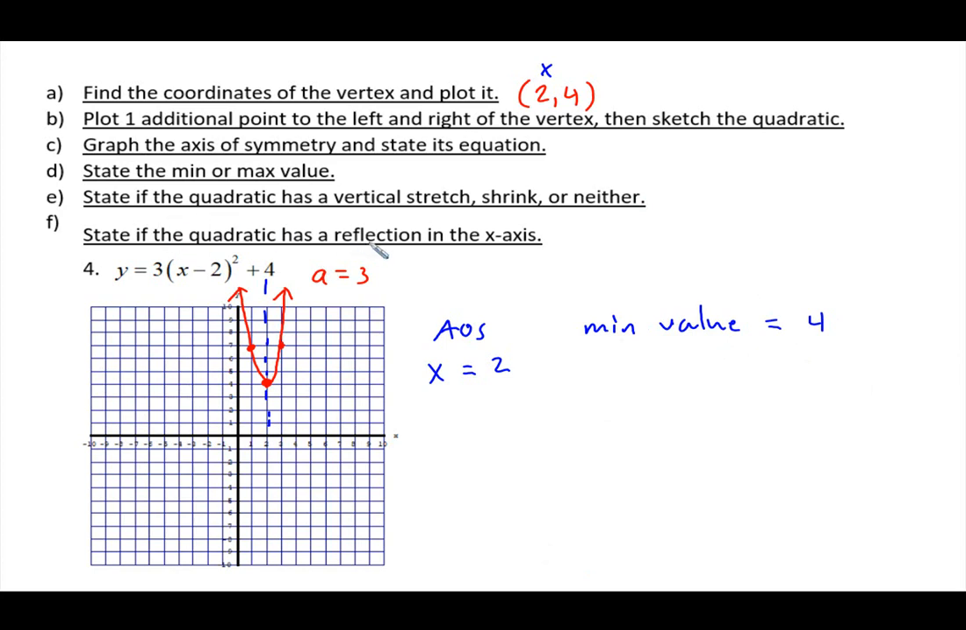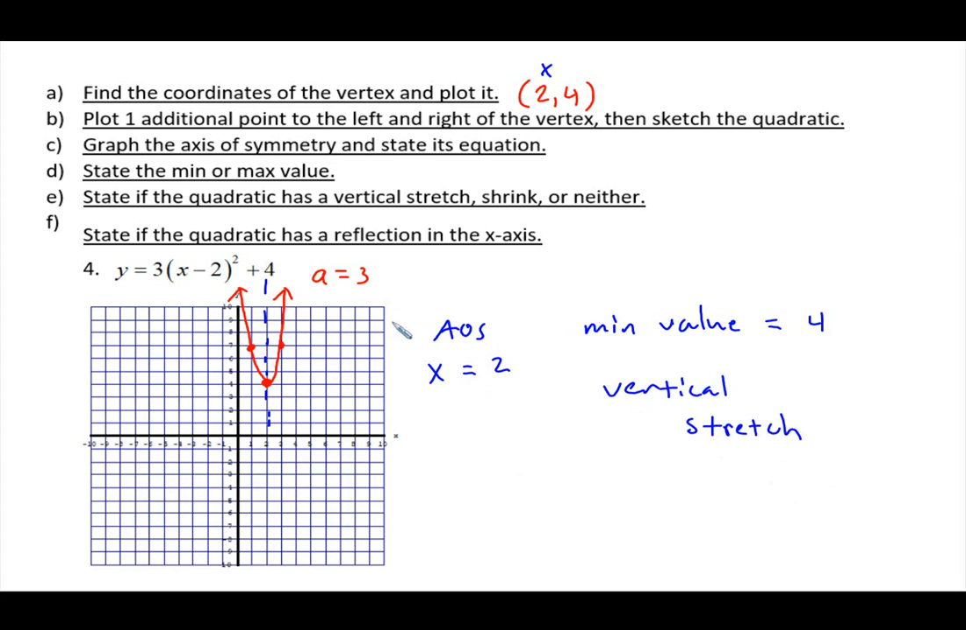Does the quadratic have a shrink, stretch, or neither? Well, if a is 3, that means that the quadratic, right, the parabola gets more narrow. So remember, that's going to be a vertical stretch. So we're going to have a vertical stretch, right? Because a is equal to 3, right? 3 is bigger than 1.